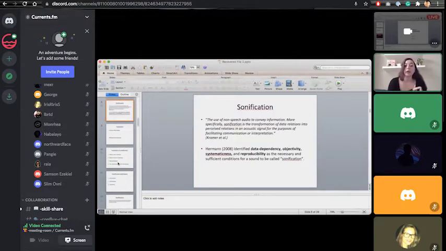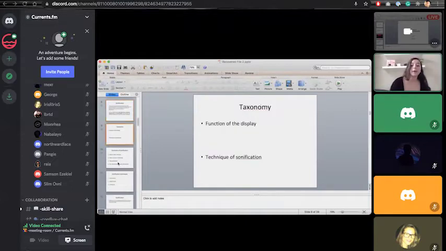We have another definition by Kramer, which is also referred to so much in that book: the use of non-speech audio to convey information. Hermann, in 2008, did research, and as a result he specified some conditions for a sound to be called sonification, which I think is very useful: data dependency, objectivity, systematicness, and reproducibility. It means that if we have the same data set and we're using the same technique, then we should be able to end up with the same result.